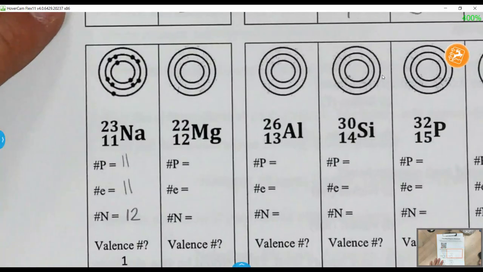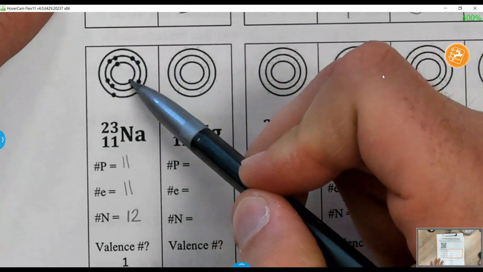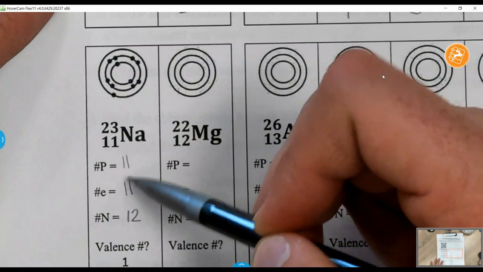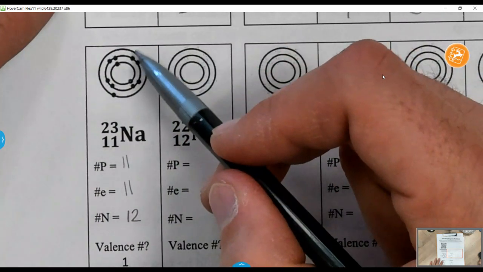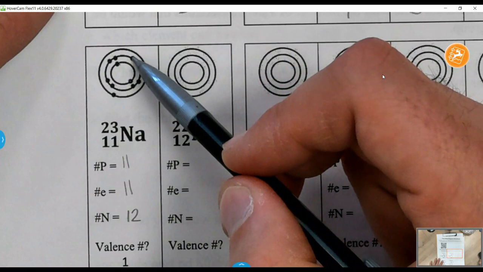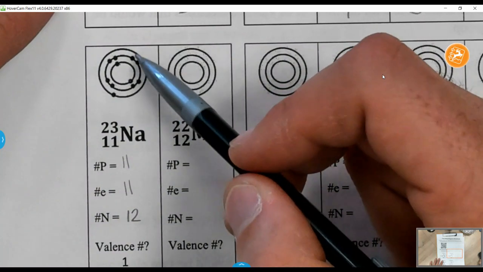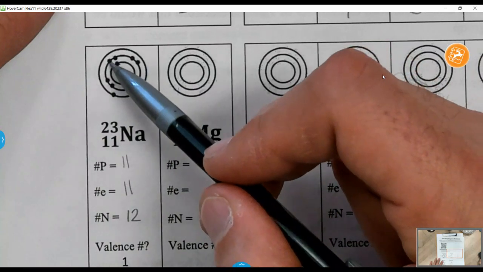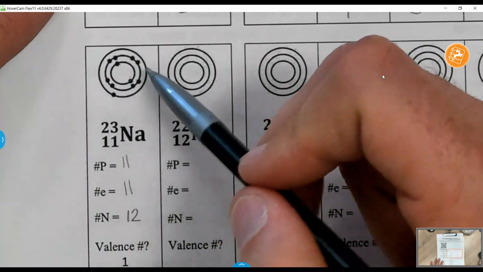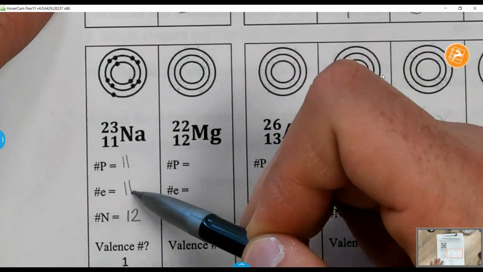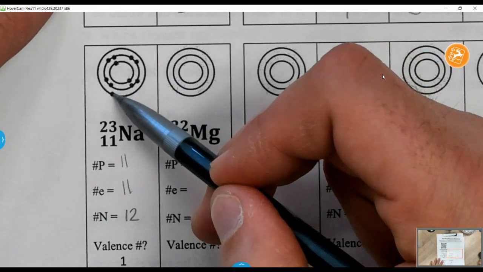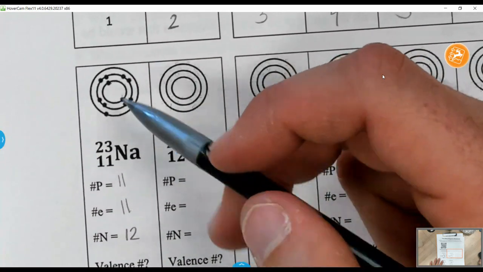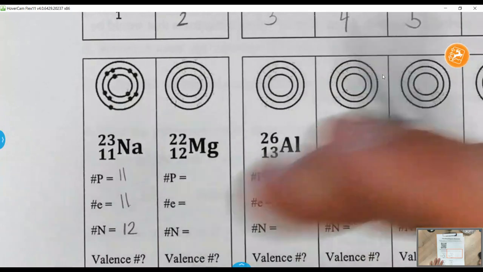So let me see if I can zoom in. We have 1, 2 on the very first ring. So that got rid of 2 out of the total of 11. Now the next one. All right, we can have a total of how many? 8. So this would be 1, 2, 3, 4, 5, 6, 7, 8, 9, 10. All right, so we have a total of 10 used. But we have 11 total, so we would have to go to the third energy level. So once we go to the third energy level, there's only 1 electron there.